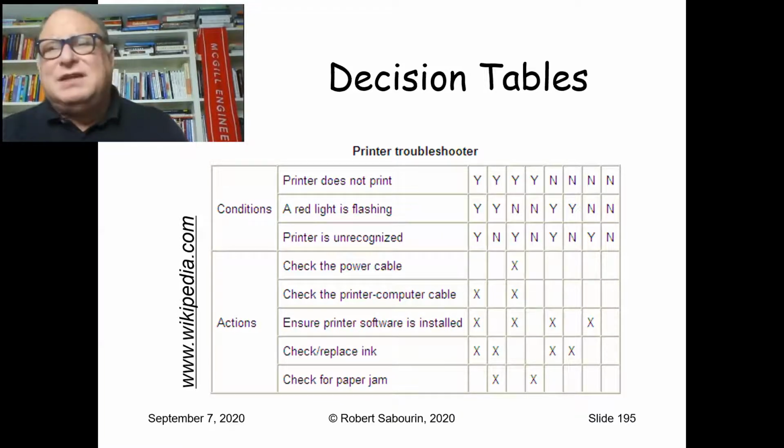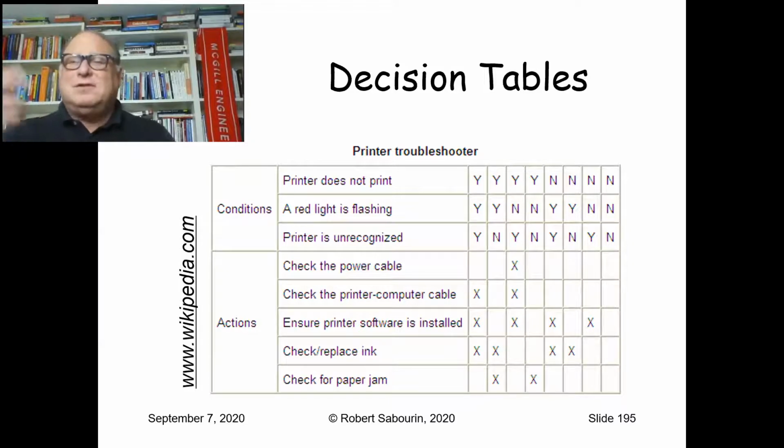The conditions in this case are binary, true or false. Decision tables do not need conditions to be binary. They could be an enumerated list, or they could be value ranges. There's nothing wrong with that.